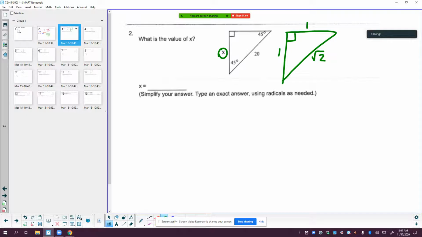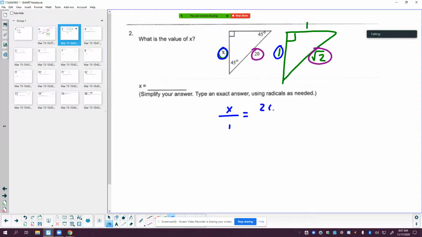We're trying to find this right here. Now x is a leg, and a leg is supposed to be 1. What we know right now is the hypotenuse of 20. It's supposed to be square root of 2. So again, if you want to use cross multiplying, that's probably the easiest thing to do here. My x is supposed to be a 1.